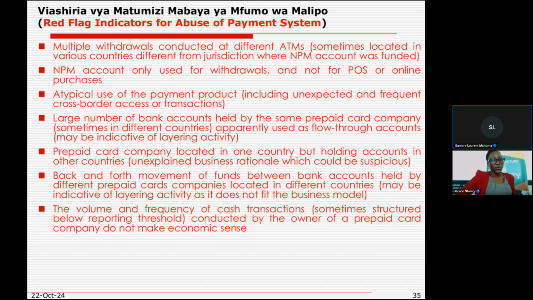And then we have several others. We have, like I said, the NPM accounts used only for withdrawals, and back and forth movement of funds between banks and accounts held by different prepaid card companies located in different countries. You flag all of those as suspicious transactions.